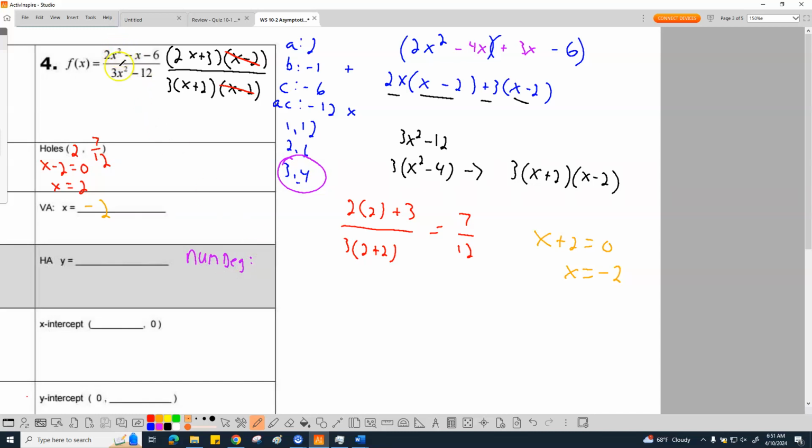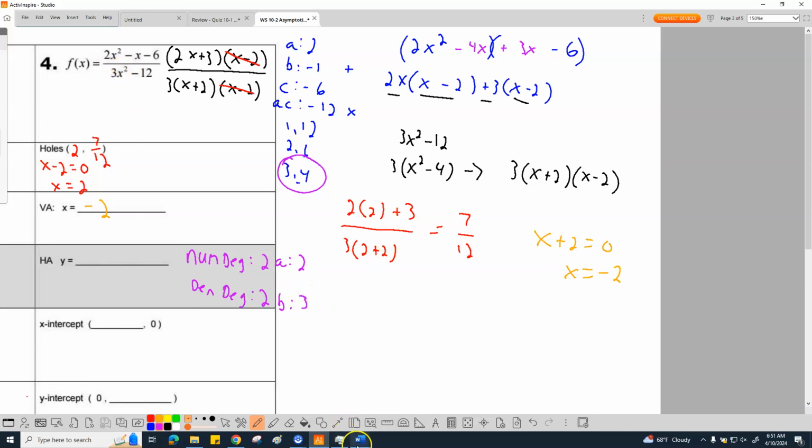It's the largest exponent, which is 2. And then my a value is the number attached to the exponent. So here's my 2 right here. That goes in the degree. And then this number right here is my a. Then I need to know the denominator degree. In this case, it is also 2. So then my b is the number attached to the exponent right here, the coefficient, and that is 3.